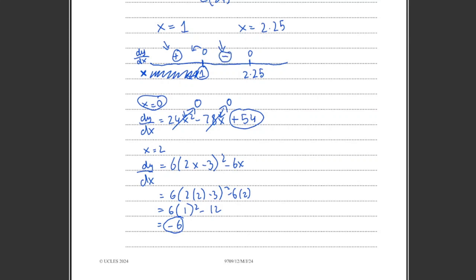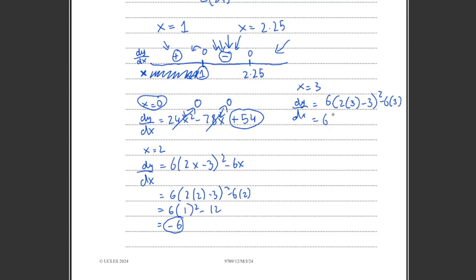In the second section, we have the negative gradient, which means this second section is where the function is decreasing. But we have one last section to check, so let's check that one out as well. So this time we're going to set x equal to 3, and in place of x, we're going to put 6 times (2 times 3 minus 3) squared minus 6 times 3.